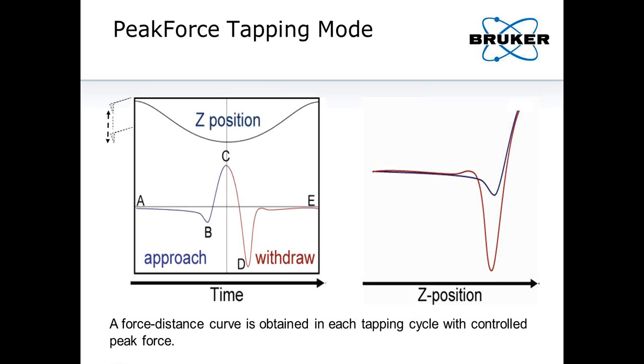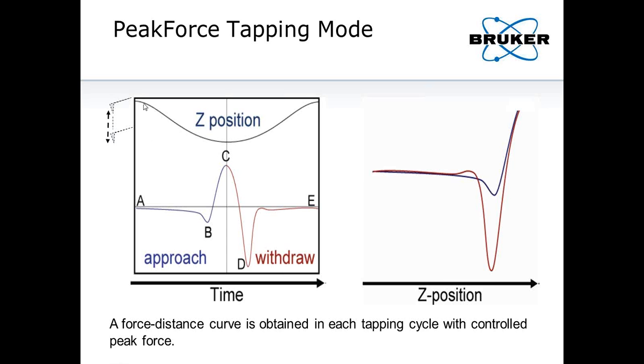A few years back, Bruker introduced PeakForce tapping mode. And you can think of PeakForce tapping mode as a hybrid of contact mode and tapping mode. So again, we are oscillating the probe, but not at the resonance frequency of the cantilever, but at a much lower frequency. And this way, we can control the oscillation precisely.